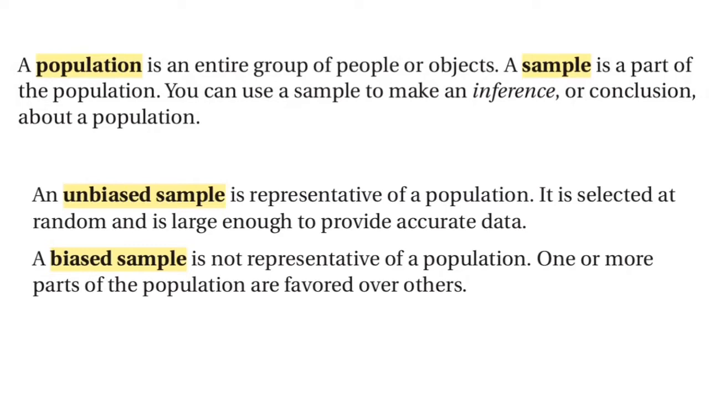The next couple of terms are these. An unbiased sample is representative of a population. It is selected at random and is large enough to provide accurate data. A biased sample is not representative of a population. One or more parts of the population are favored over others, or it's not large enough to provide accurate data, so it's not random, and it's not large enough.